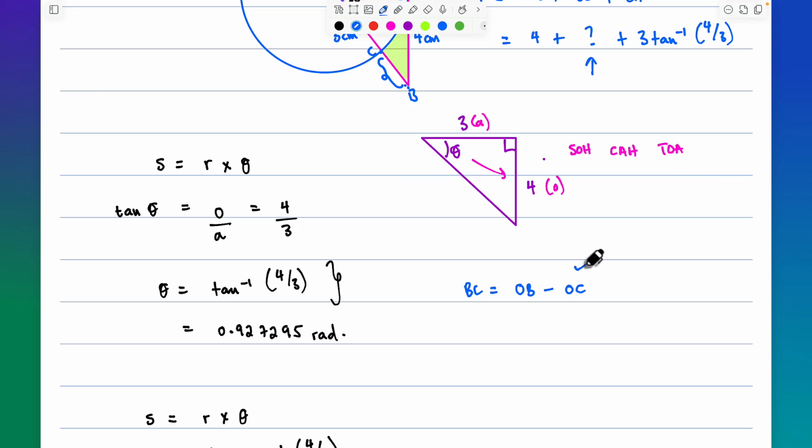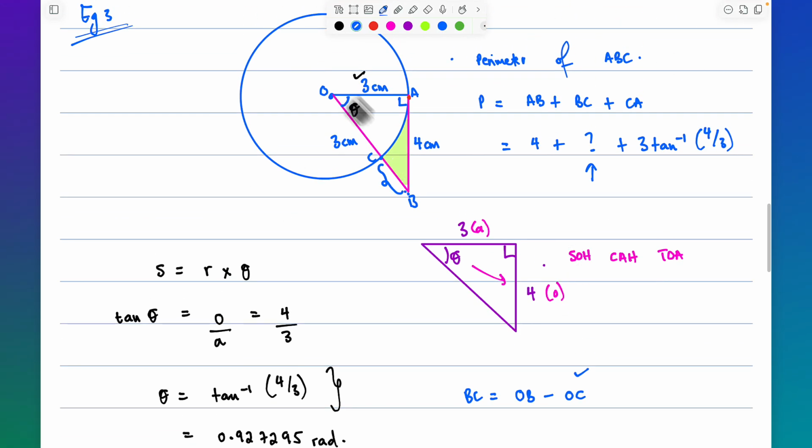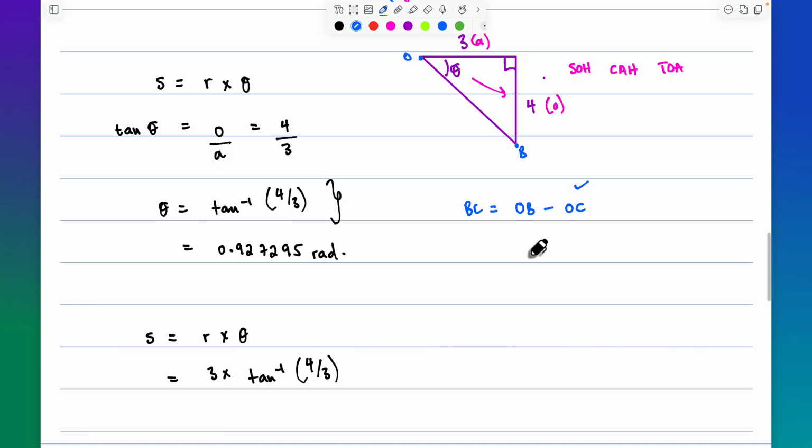Now we know what OC is. That's our radius. That's 3 centimeters. The question is what's OB, right? What's that whole thing? You can see that this is O, this is B. So we can use Pythagoras' theorem to get that whole hypotenuse. So OB is going to be, just to avoid confusion here, we know from Pythagoras that a squared plus b squared is equal to c squared, or r squared, whichever notation you use. And this is always going to be your hypotenuse.